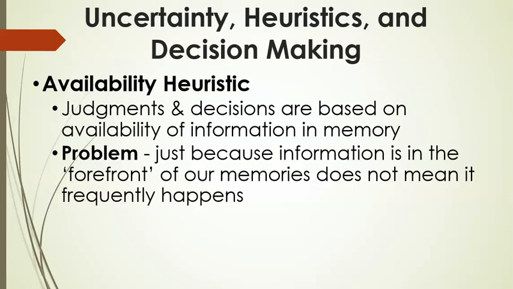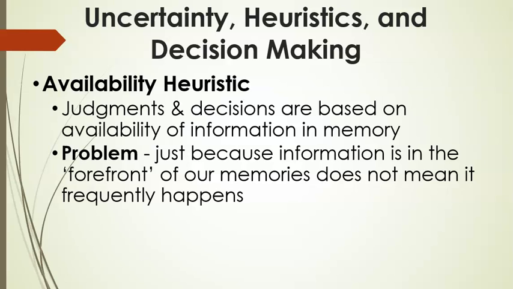Now, there are other types of heuristics as well. We've got the availability heuristic. This is where your judgments and decisions are based on the availability of information in memory. In other words, you're more likely to use a solution that you've used more recently than one that you haven't used for years. Why? Because the one you've used more recently is going to be more available in memory, right? So it's kind of that use it or lose it. Because you've used it more recently, it has a stronger connection in long-term memory.